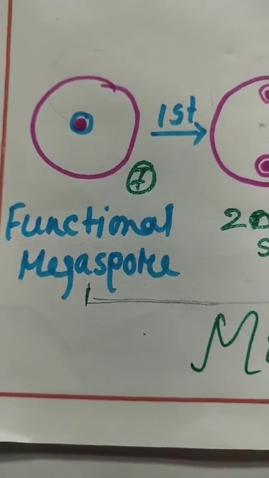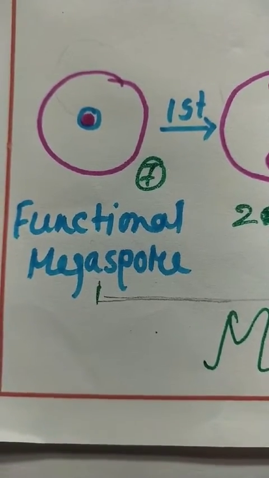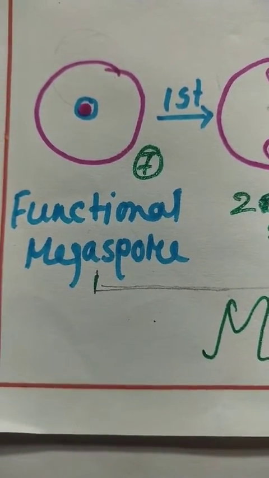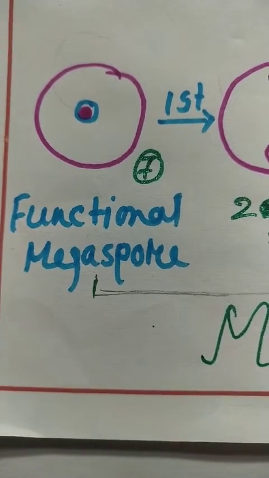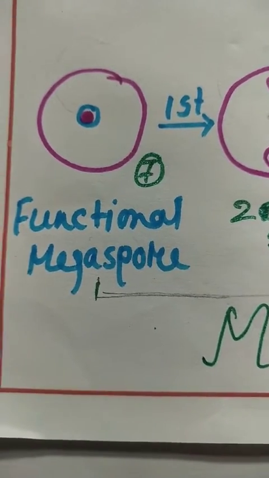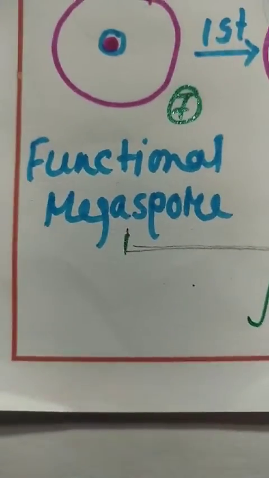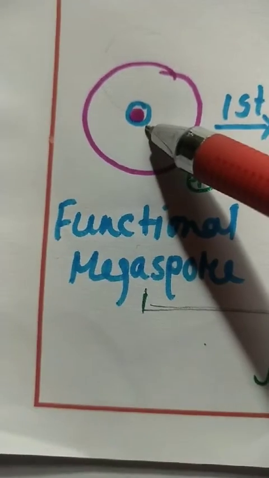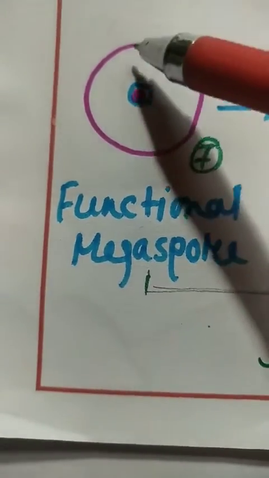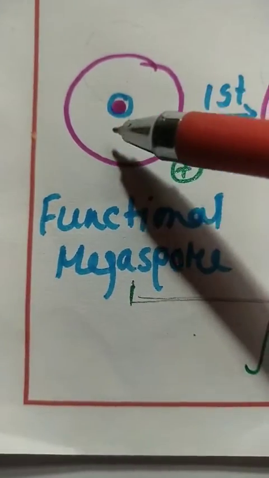But here in megasporogenesis, megagametogenesis starts as soon as the functional megaspore forms as a result of megasporogenesis. This is called megagametogenesis. Megagametogenesis is a process by which the angiosperms produce their embryo sac. We take monosporic embryo sac development. This functional megaspore is the first cell of the female gametophyte.